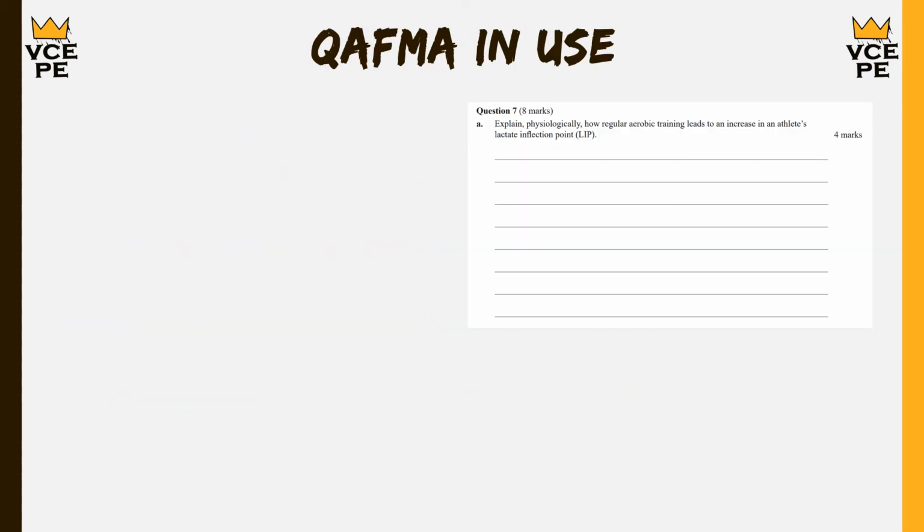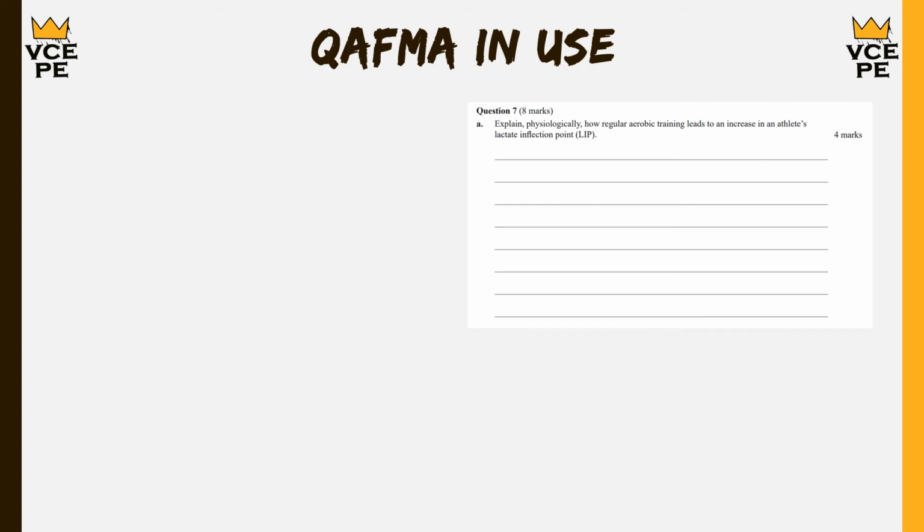So just over the page here, we've got a quick example of how to use QOFMA. So I've got a question here. I can't remember what year this exam was. I think I've got it on the slideshow in a minute. But it's question 7. It's worth 8 marks, but this is only 7A, so it's only worth 4 of the 8 marks because there's other questions that go along with question 7 that I've just cut out.